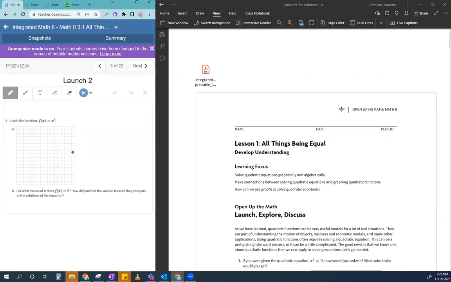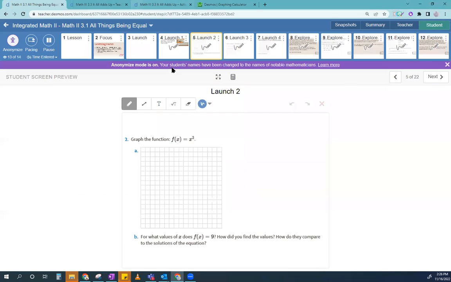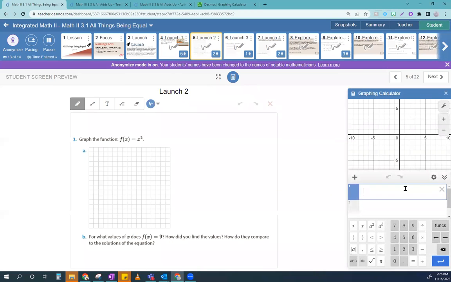Now they want you to graph this function. So that's easy. Not easy, but that's doable because we just have this function here. We go x to the second. There it is. So there's the function. I'm going to pretend that I drew it there, right? And it says, for what values does f of x equal 9?